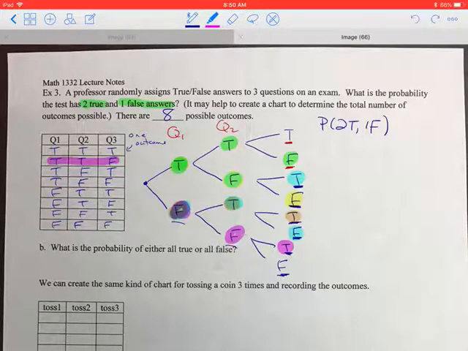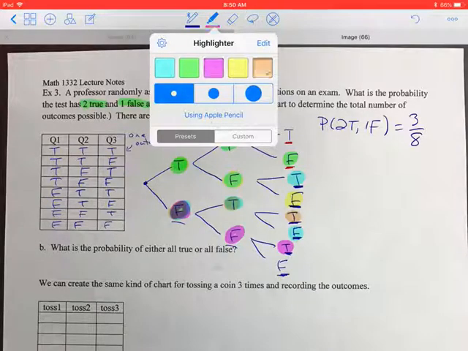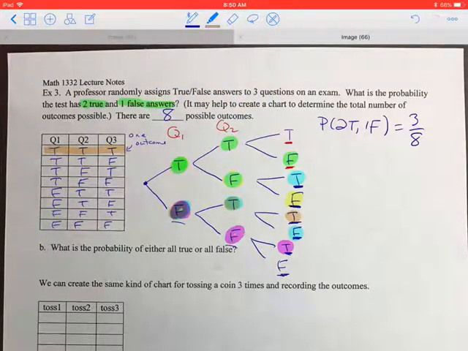So I'm going to take that highlight off. So that would be 3 out of 8. All right, now for part B, what's the probability of all true or all false? So here's all true, here's all false. So that would be 2 out of 8. And you can reduce that if you want to, but you don't necessarily have to. That would be a probability of 1 out of 4.